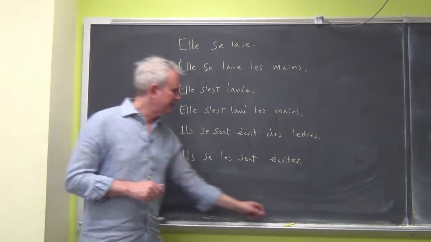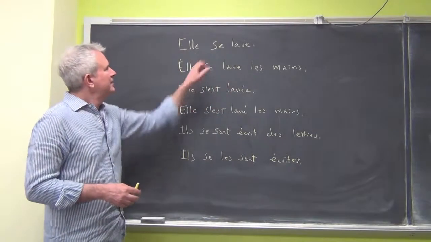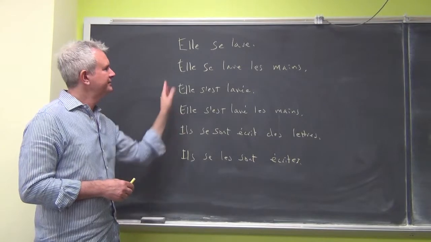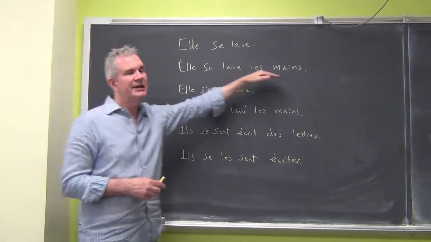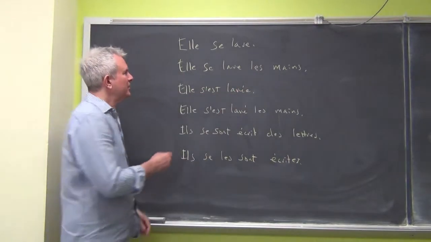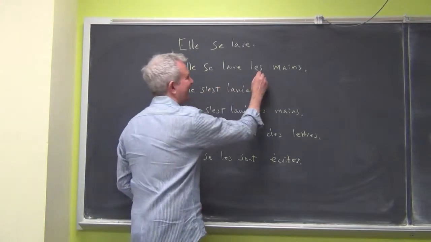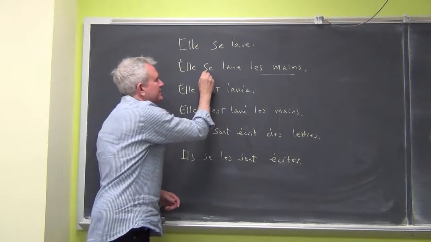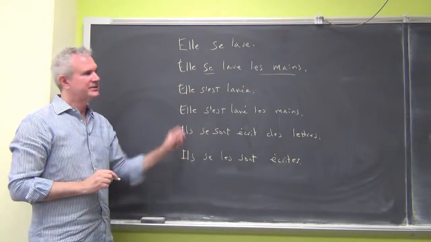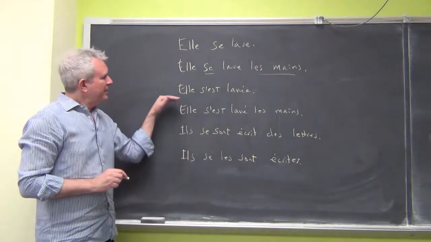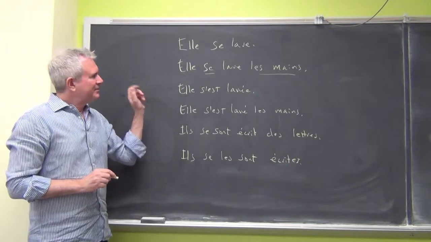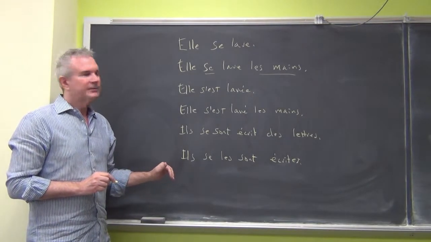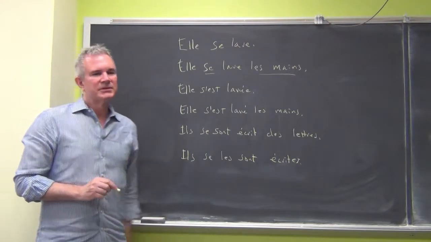But notice a little grammatical issue here. In the first one, the reflexive pronoun is the direct object. In this example, it's les mains that are the direct object. She's washing the hands to herself. Okay? So this is an indirect object. This will be more important when we get into the past indefinite.